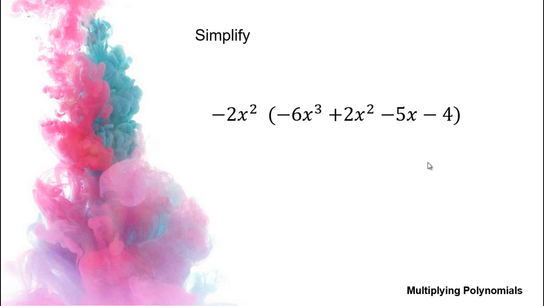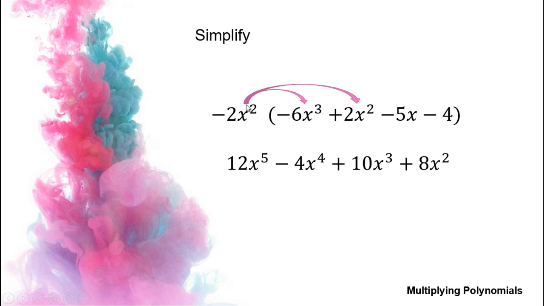Next, we have negative 2x squared multiplied to a multinomial, which can have 4 terms. What we're going to do is multiply negative 2x squared to each term. So, negative 2x squared times negative 6x cubed. Negative 2 times negative 6 is positive 12. Then x, 2 plus 3 is 5. Next is negative 2 times 2, which is negative 4. Then x, 2 plus 2 is 4.